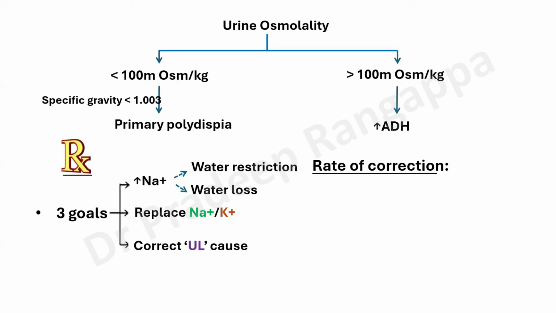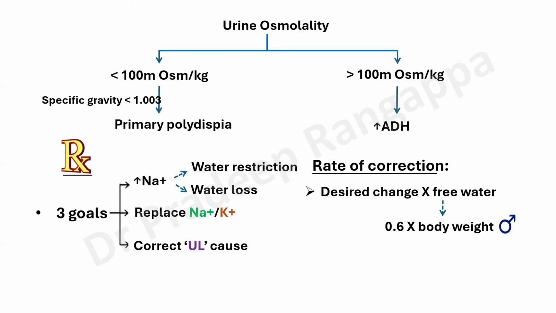When you are replacing the sodium by hypertonic saline, you have to do the desired correction rate. Correction rate is desired change. What is the rate of change that you are desiring? And multiplied by free water. Free water is 0.6 into body weight for males, 0.4 into body weight for females. And desired change should not be more than 8 millimoles per liter per 24 hours.